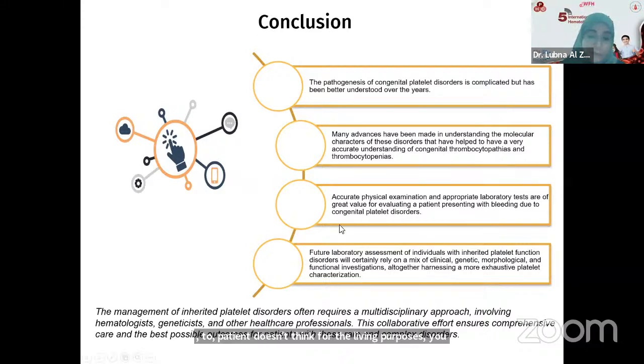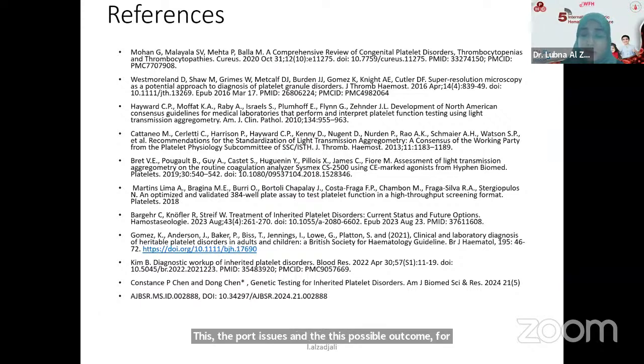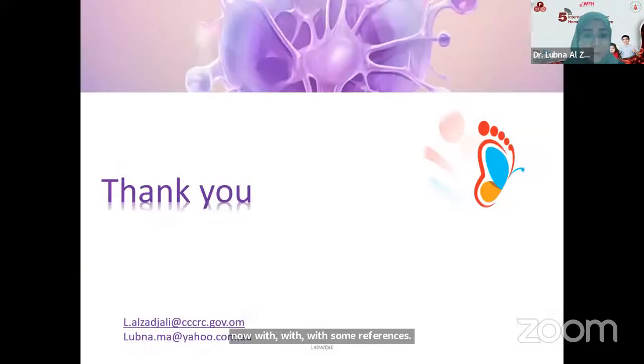And the management of inherited platelet disorder often requires a multidisciplinary approach involving hematologists, geneticists, and other healthcare professionals. This collaborative approach ensures comprehensive care and the best possible outcomes for patients with these rare and complex disorders. I will include the presentation now with some references. I found it useful to have it when you are looking at this subject in your personal paper. Thank you. This is the end of my presentation.